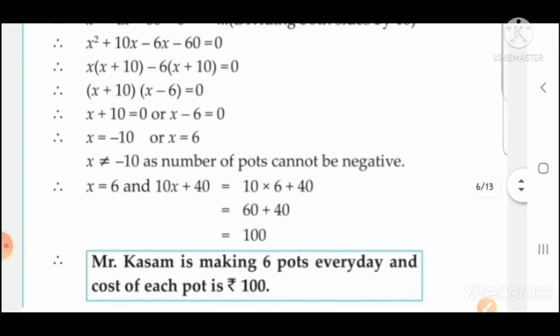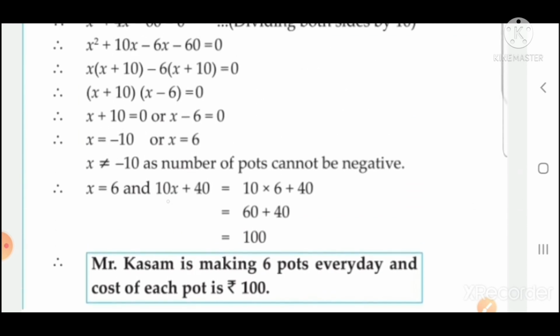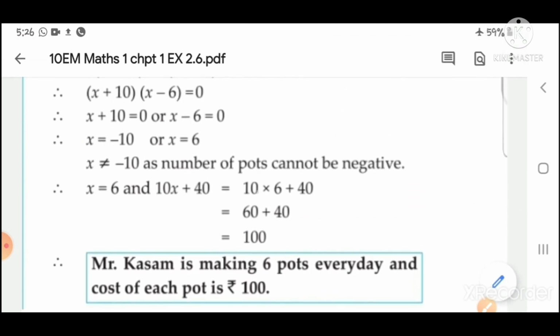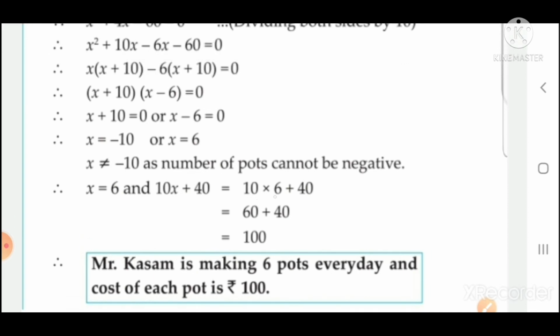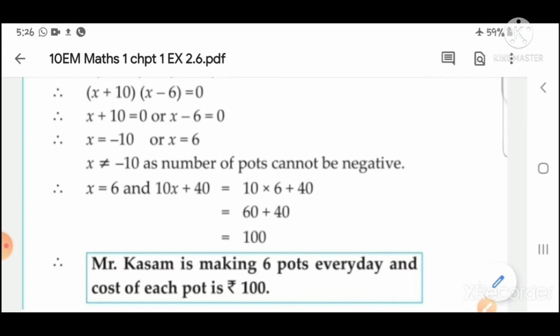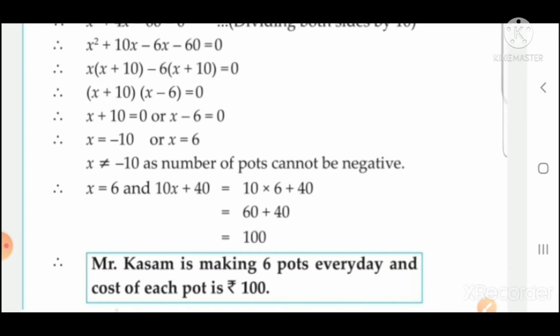And what is the cost? 10x plus 40, this is the cost. So put the value of x here: 10 into 6 plus 40. 10 sixes are 60, plus 40 becomes 100. So Mr. Kasim is making 6 pots every day and the cost of each pot is rupees 100.